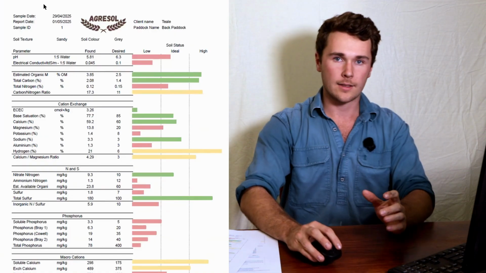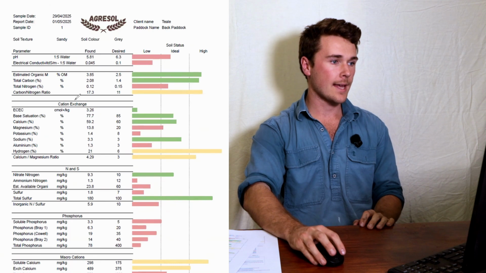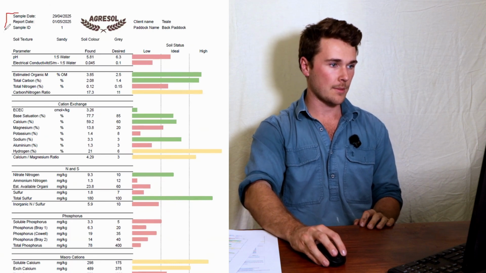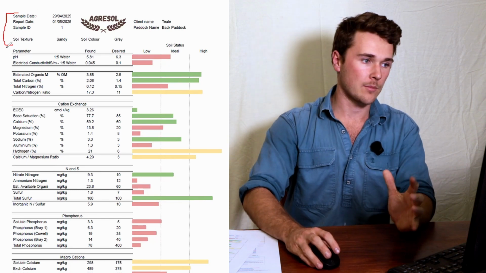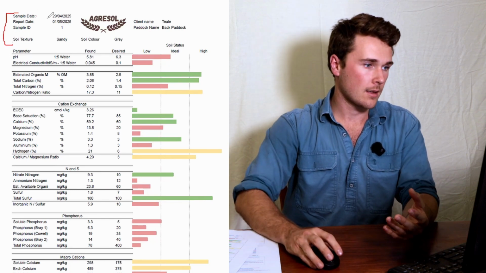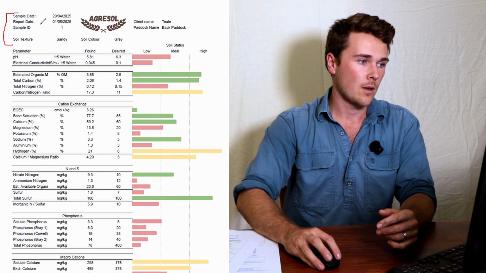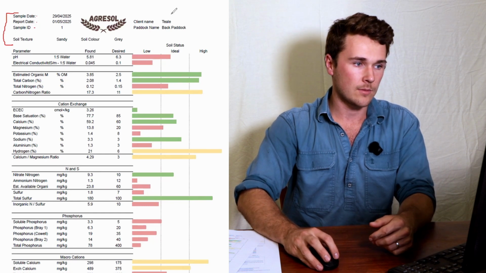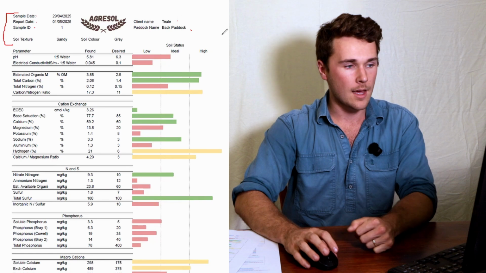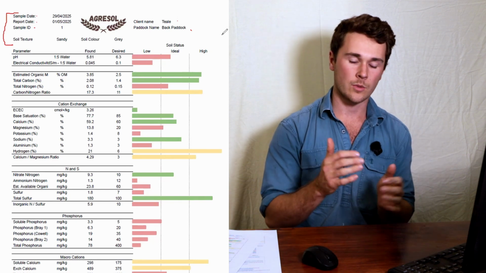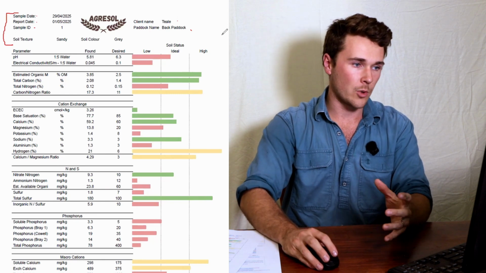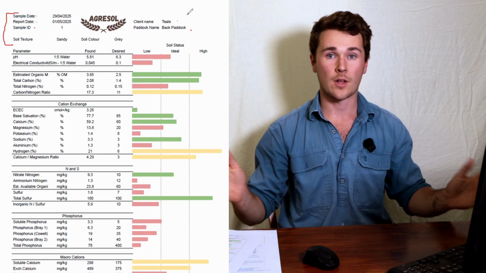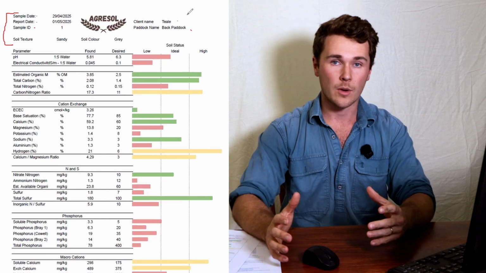When we look at a soil test, firstly we want to look at the metadata. Up here, we want to look at when the sample was taken, make sure the year's right, as well as the month and the date. Then when the report was made, sample ID, client's name, and paddock name. All these things are super important to make sure we know what soil was taken where and at what time. There's no point in having all these soil tests if you don't know where they were taken, because then we don't know where to make a recommendation.